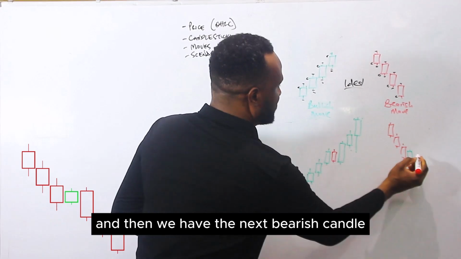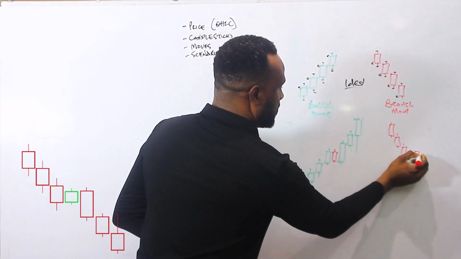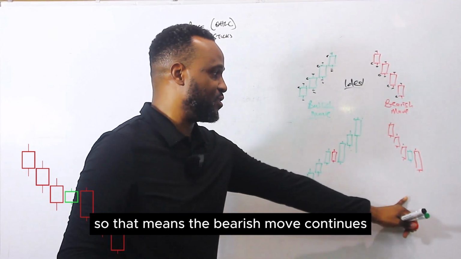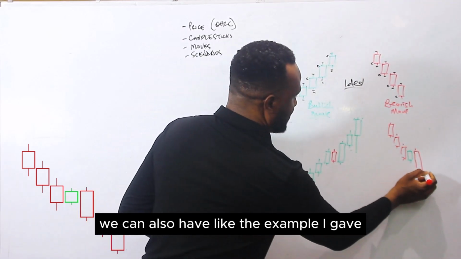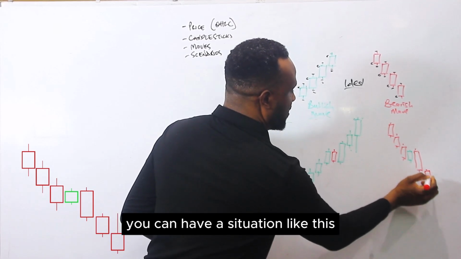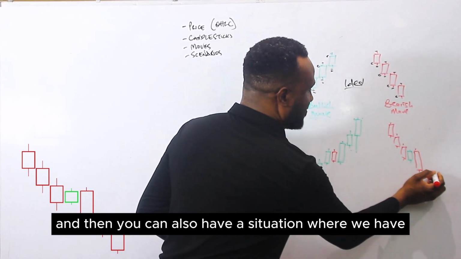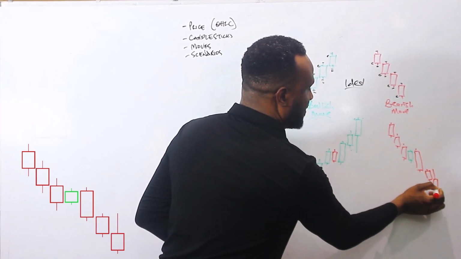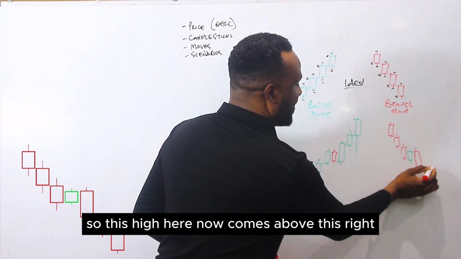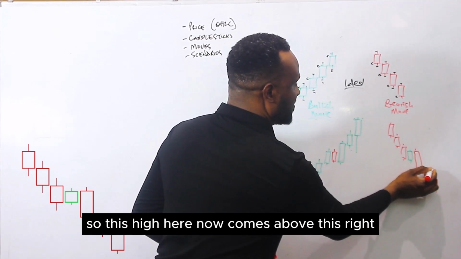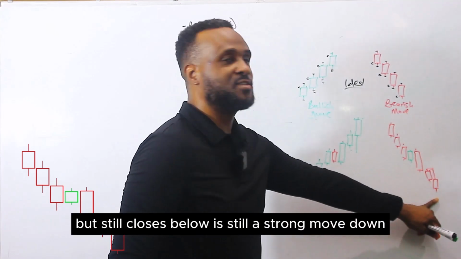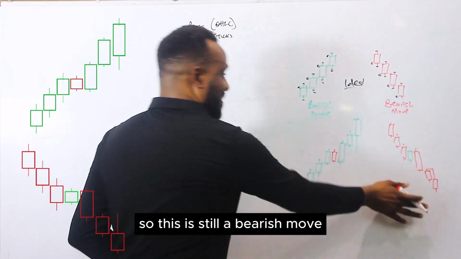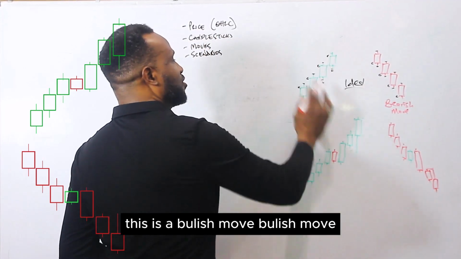And then we have the next bearish candle completely close below all these lows. So that means the bearish move continues. We can also have, like in the example that I gave, a situation like this. And then you can also have a situation where we have a candle do like this. So this high here now comes above this, right? But still closes below. It's still a strong move down, right? So this is still a bearish move. This is a bullish move, bullish move, bullish move.